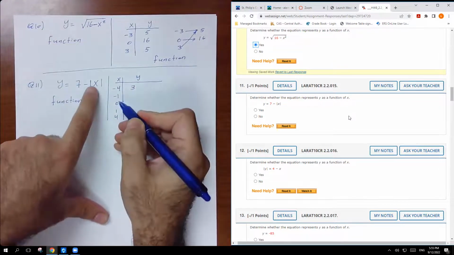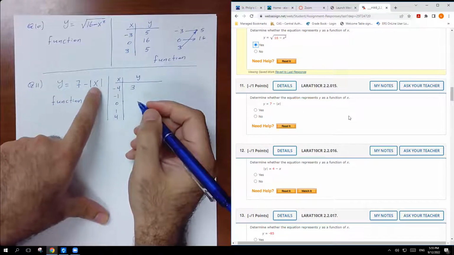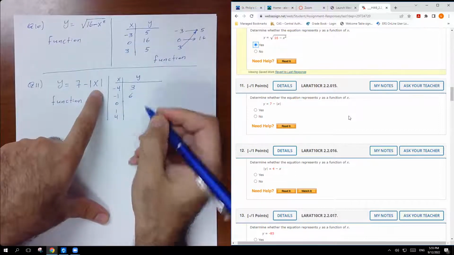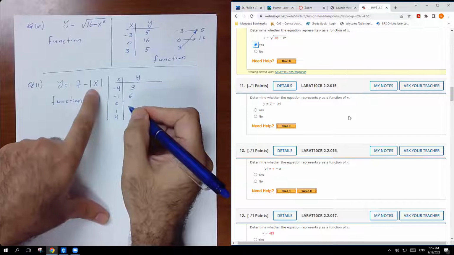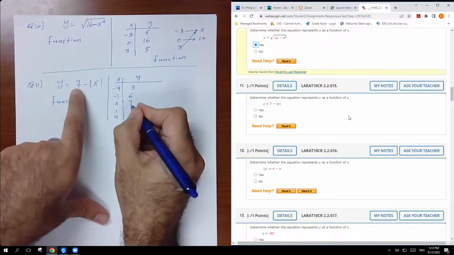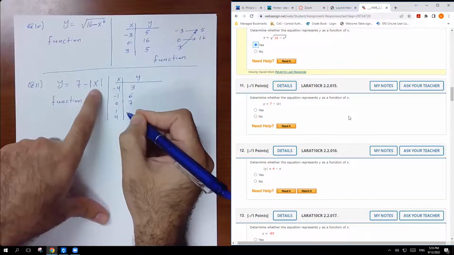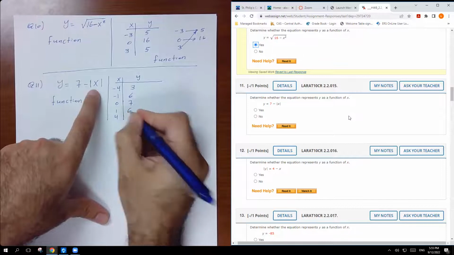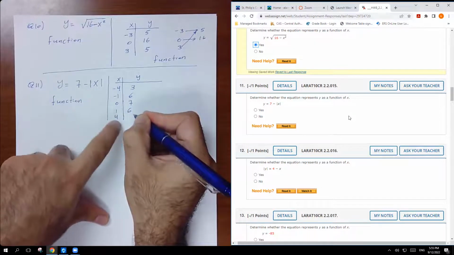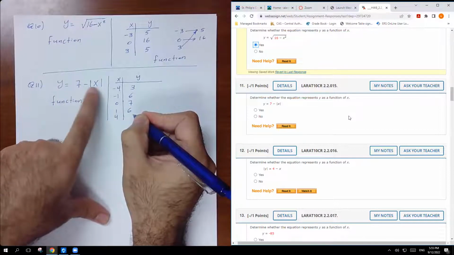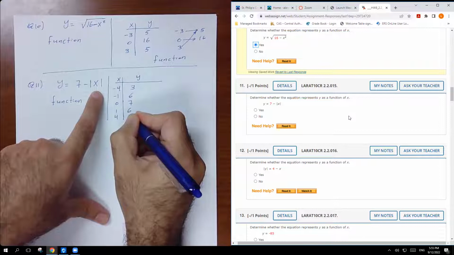Plug in -1. The absolute value of -1 is going to be 1. That means 7 minus 1 is going to be 6. Plug in 0, the absolute value of 0 is 0. 7 minus 0 is going to be 7. Plug in 1, it's going to be the same thing. The absolute value of 1 is going to be 1. 7 minus 1 is going to be 6. Plug in 4, the absolute value of 4 is going to be 4. 7 minus 4 is going to be 3.